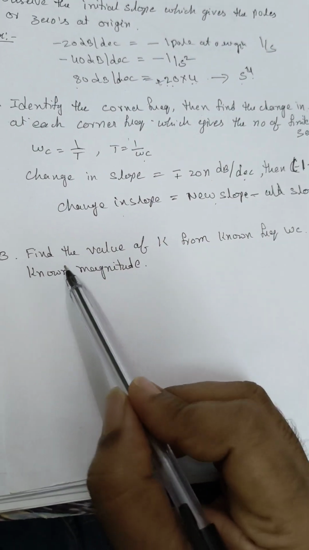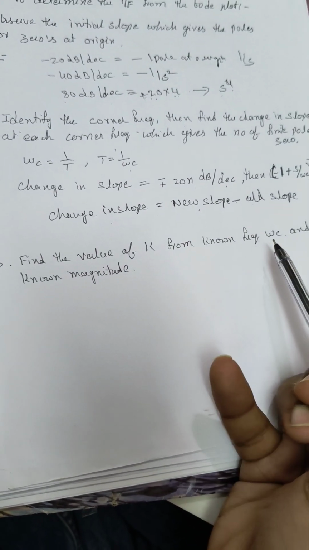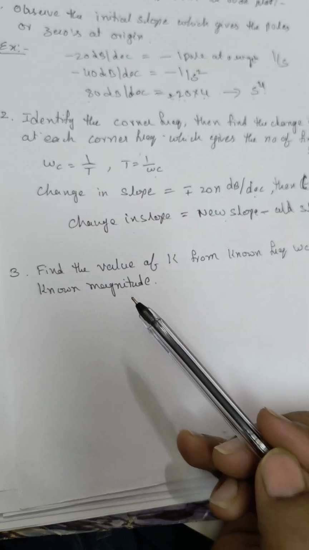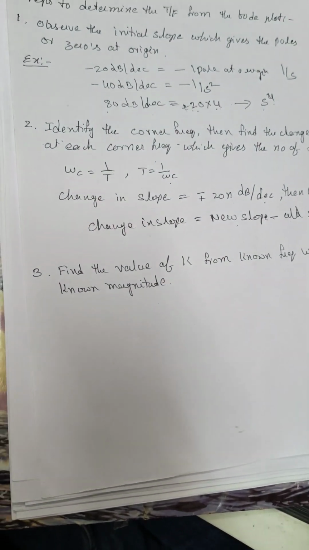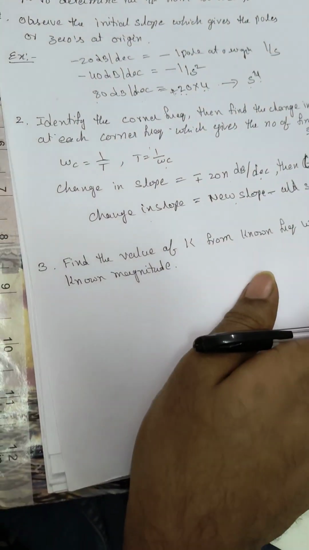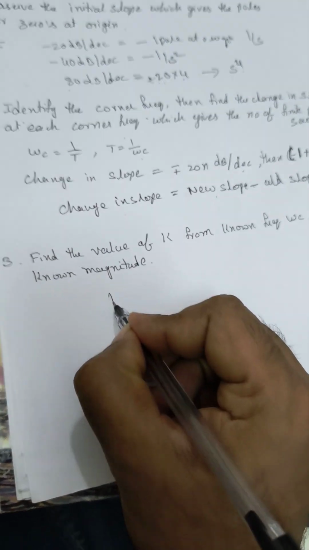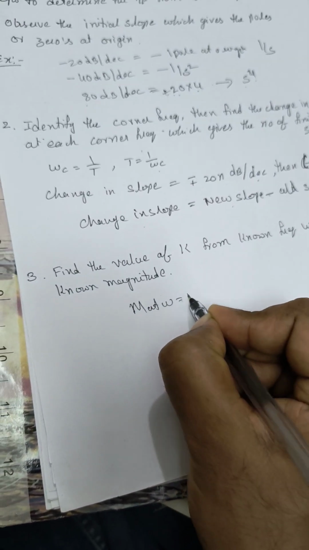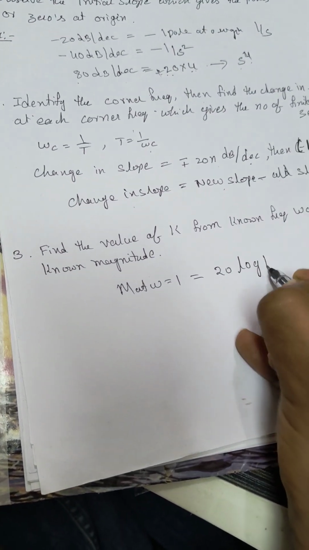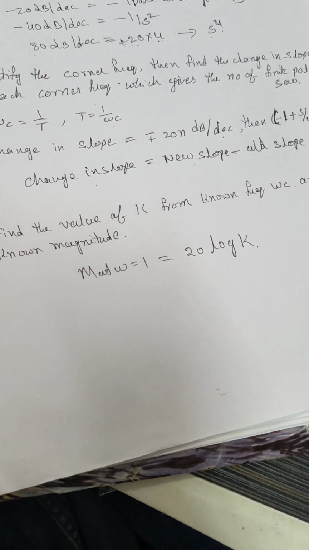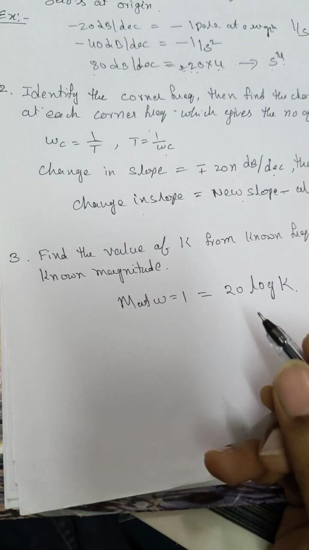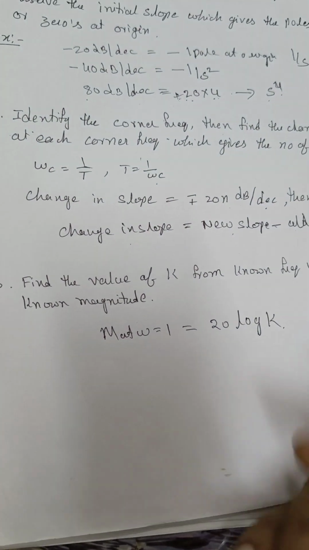Next, at the last, we need to find out the value of K from the known omega c and known magnitude. These three are the basic steps involved in the inverse Bode plot and finding out the transfer function. Sometimes to find out the K value, if the magnitude at omega equals 1 is given, then simply you can find out the log K value from 20 log K. Like this, and some other steps are there to find out the K value. We'll see those steps in the following problems.